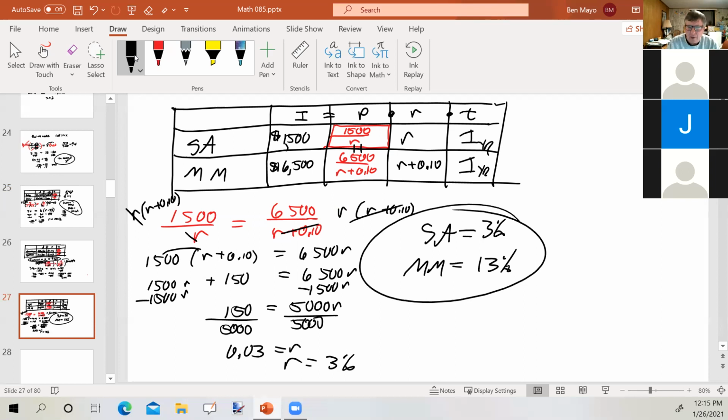All righty. You should have memorized the formulas. Distance equals rate times time, and interest equals principal times rate times time, or I equals PRT, the I part formula, as I like to call it.